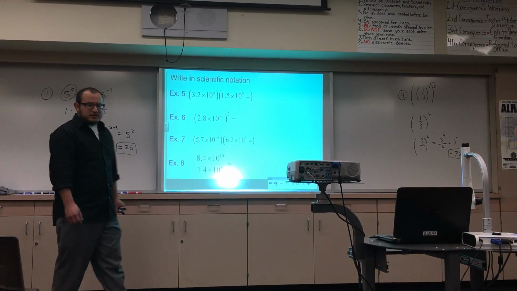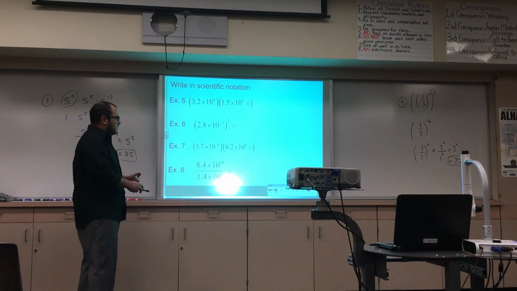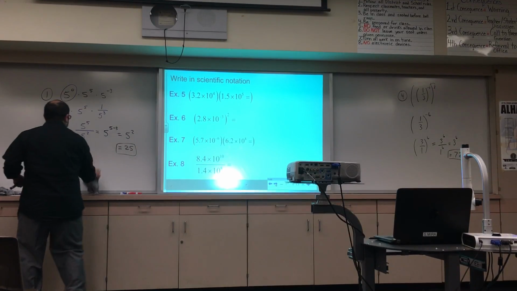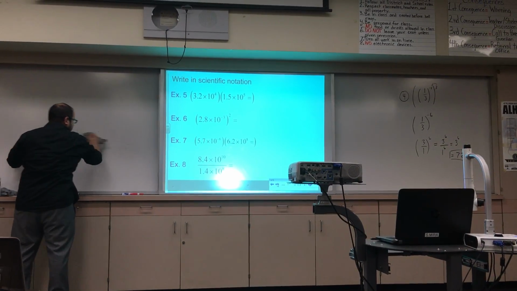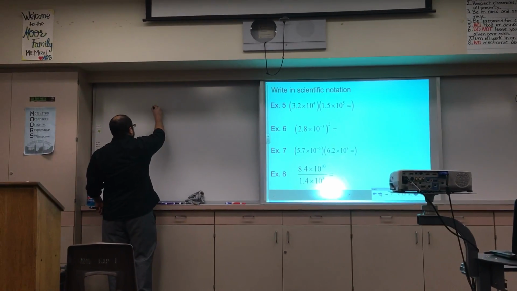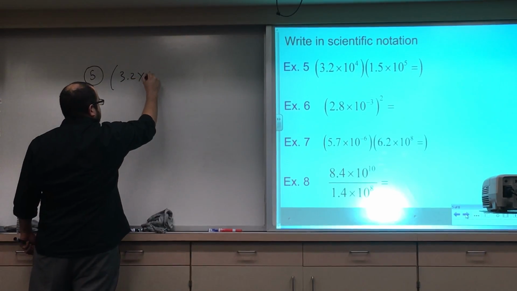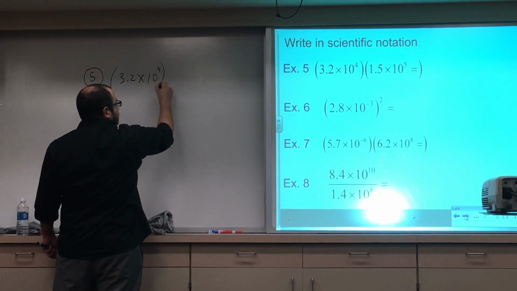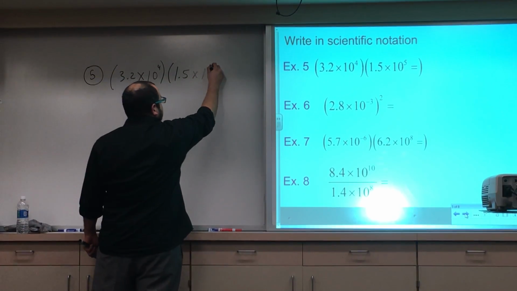Next, let's go ahead and go over scientific notation. Okay. I'm gonna go ahead and do number 5 for us. I'm going to erase the board over here. We have 3.2 times 10 to the 4th, 1.5 times 10 to the 5th.